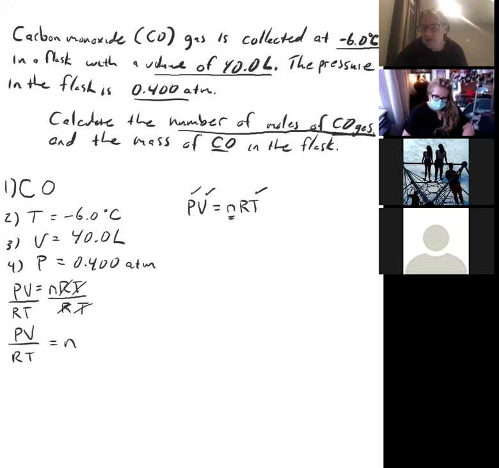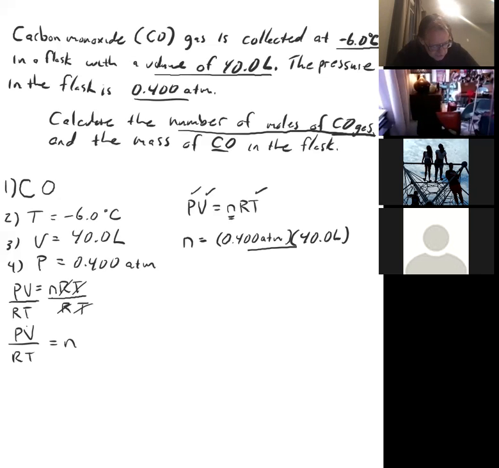R we know is a constant. That's the 0.08206. And then we've got all of the other quantities in here. So let me do the calculation over here. PV over RT, so 0.400. I'm going to try to put the units in here. The volume is 40.0 liters.